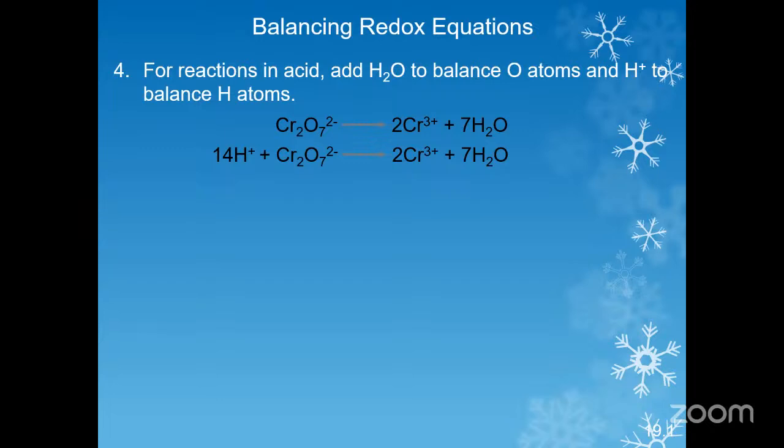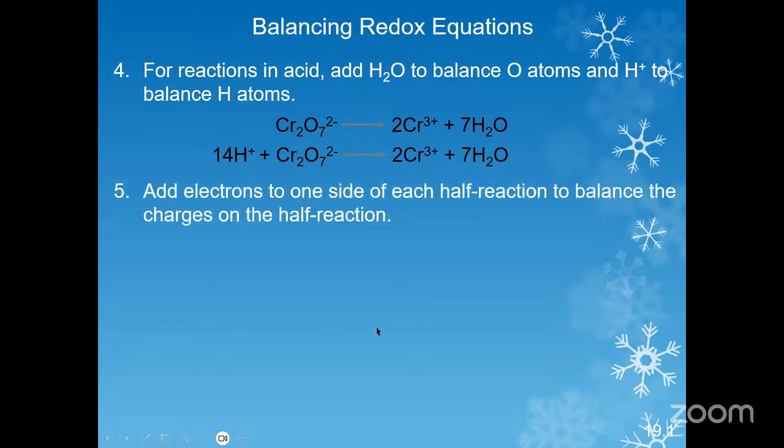And then after that, we balance hydrogens. How do you balance the hydrogens? By adding hydrogen ions to the side which needs it, right? So in this case here, you have 14 hydrogen atoms on the right side. So you balance it by adding 14 hydrogen ions on the left side. And that's basically how you balance both the oxygens and the hydrogens, all right?